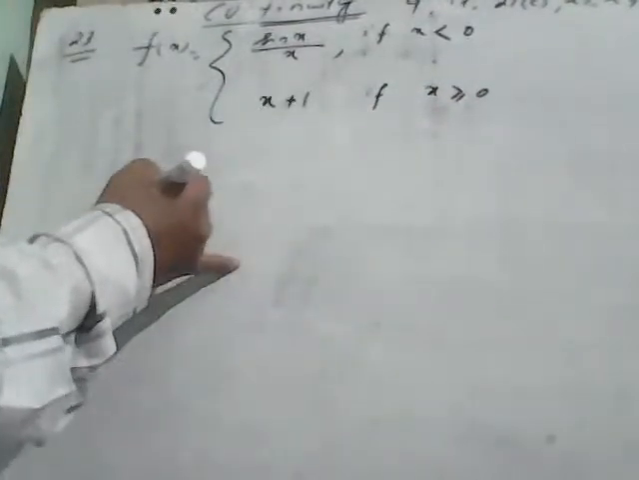Question number 23. Here f(x) is given as sin x by x when x is less than 0, and the result is x plus 1 if x is greater than or equal to 0. This is the question. Find all points of discontinuity of f.